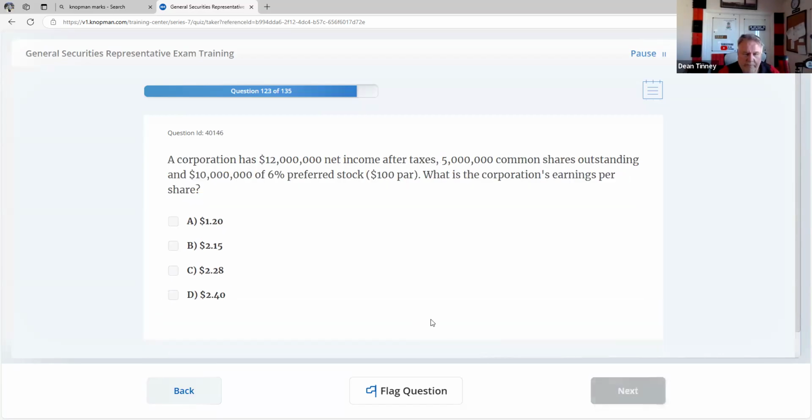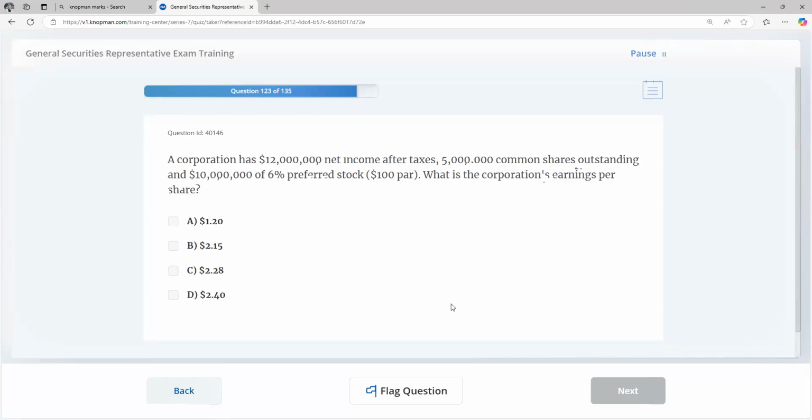A corporation has 12 million net income after taxes, 5 million shares outstanding, and 10 million shares of 6% preferred stock. What is the corporation's earnings per share? Okay, so 12 million net income. What is the earnings per share? All right, I'll let you know in 5 seconds. Give me 1 second.